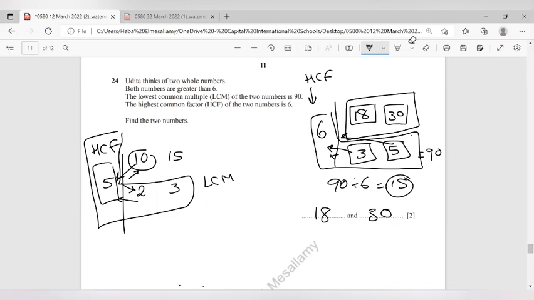So you are going to apply this method to solve this question. This was the last question in paper 1, Feb March. See you in another video discussing the other paper, which is paper 3, Feb March 2022.